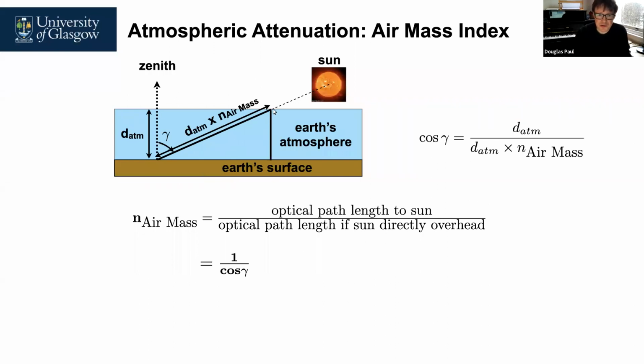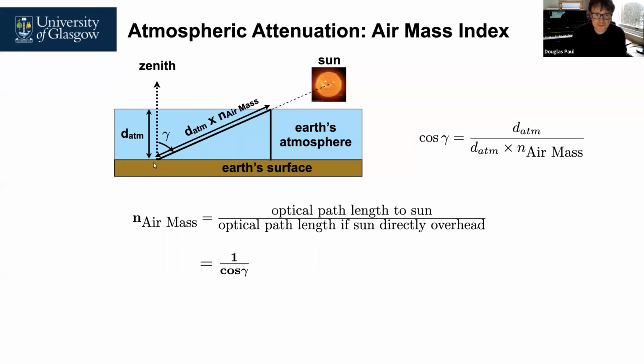Now, the way we work this out is we just create an equilateral triangle. We set the sun to be above the equator, and we define what's known as the air mass index. So this N in the air mass index is the optical path length to the sun divided by the optical path length if the sun was directly overhead. So the denominator in here is the distance of the atmosphere times the air mass index.